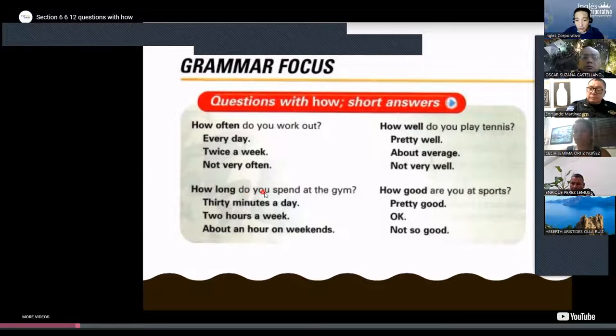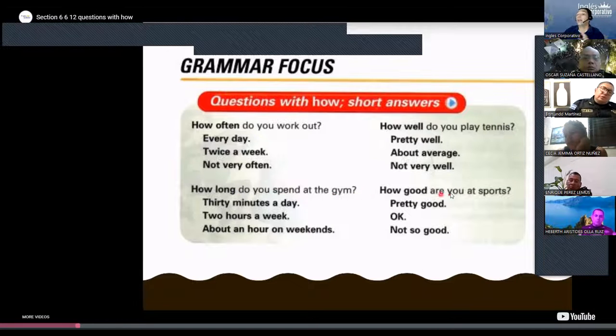De nuevo, do you spend at the gym? Aquí falta algo, se oye raro solo poner do you spend at the gym. Do you spend time at the gym? ¿Por qué no está ese time? ¿Por qué solo dice gastas en el gimnasio? Porque how long significa cuánto tiempo en este contexto. También significa qué distancia, pero aquí lo vamos a ocupar como cuánto tiempo. How long do you spend at the gym?